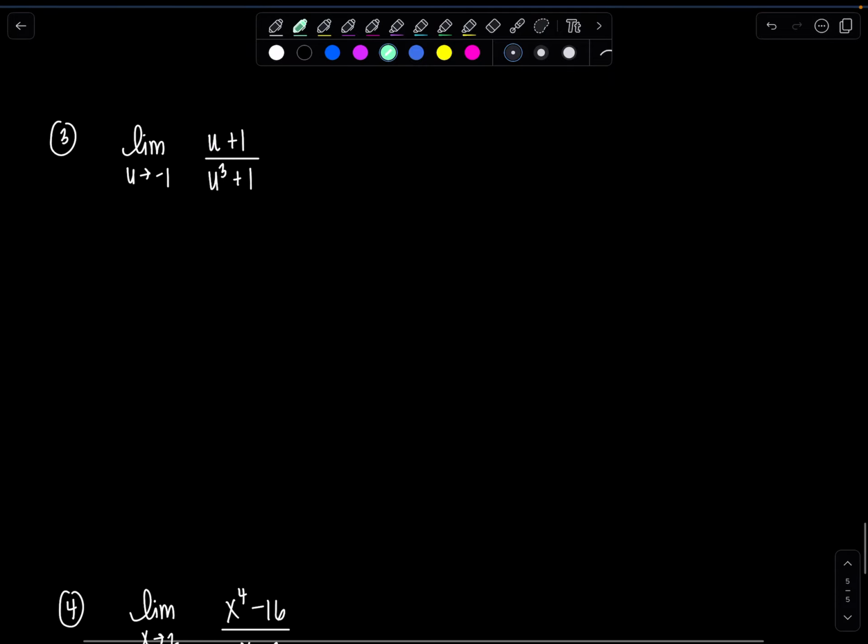Why don't you pause the video and try this one on your own. Limit as u approaches negative 1 of u plus 1 over u cubed plus 1. Give it a go. What did you get? Did you get 1/3? Okay, let's try it together.